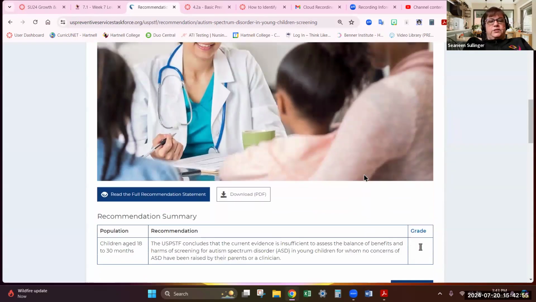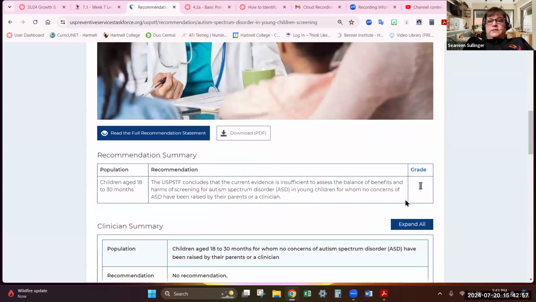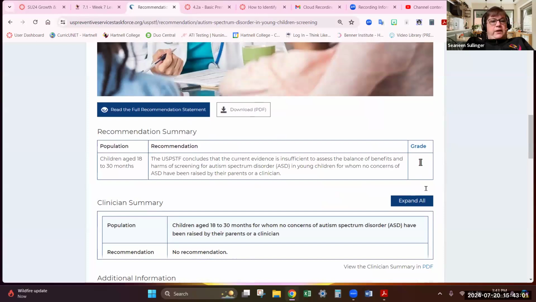So they had a recommendation and then they're updating it. It was given an I, which is insufficient. They had recommended children age 18 months to 30 months. We had talked about a year and a half or up to 3, so 36 months. So this is a little bit younger than that.